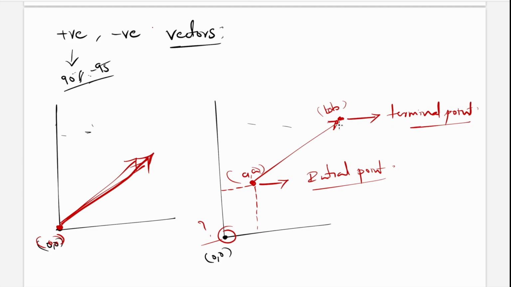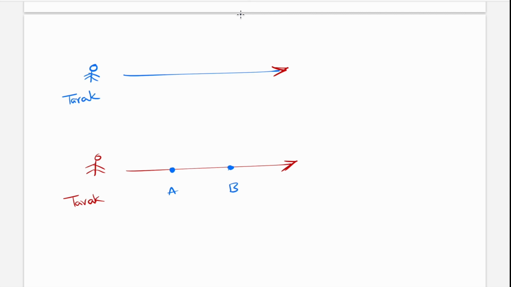So this is called the terminal point. It is called the initial point, and this is called the terminal point. I'll give you a simple example to help you understand better.